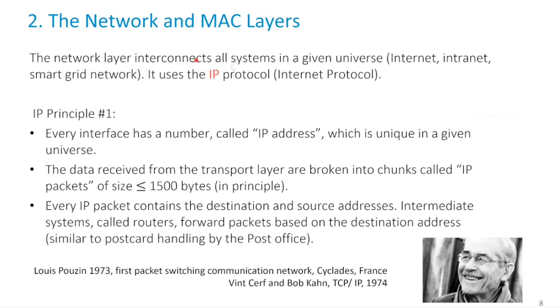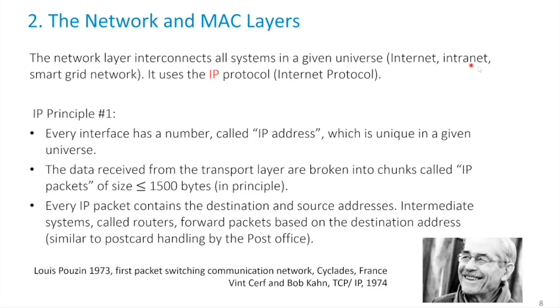The network layer interconnects all systems in a given universe. So what is a universe? Well, for most of us, except perhaps in the smart grid, for most uses, it is the internet. So the internet is meant to be a globally interconnected system. So I can send a packet to a server in California or in China or anywhere, perhaps not North Korea, but most countries are part of this global universe.